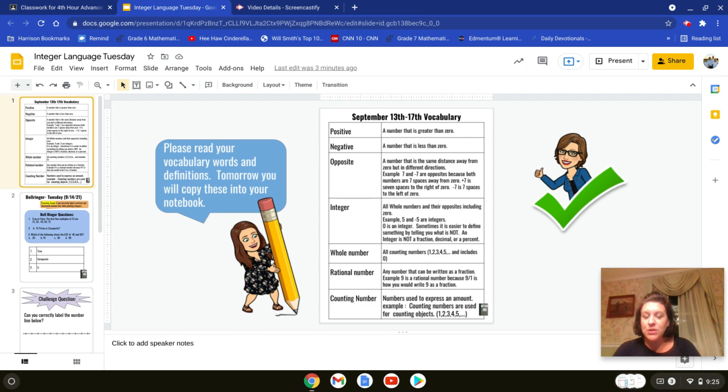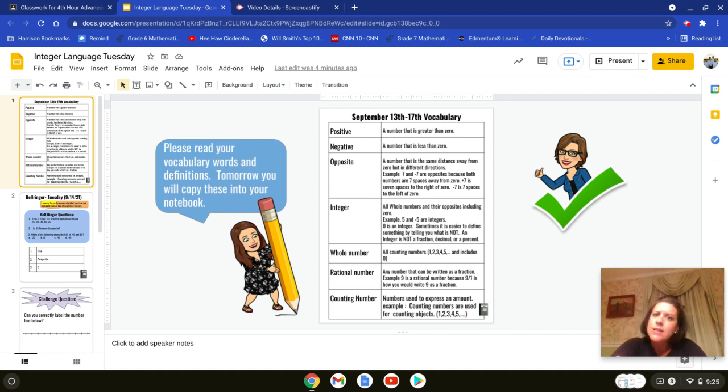So we have some examples. 7 and negative 7 are opposites because both numbers are 7 spaces away from zero, like if you looked at the examples from yesterday. So positive 7 goes 7 spaces to the right of zero. Negative 7 goes 7 spaces to the left of zero. So we see that they are the same distance away from zero, but in opposite directions. So that's why they're called opposites.